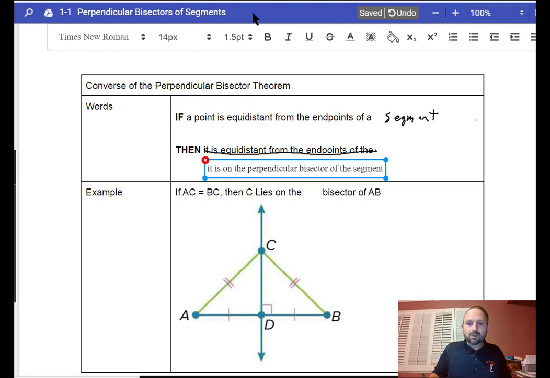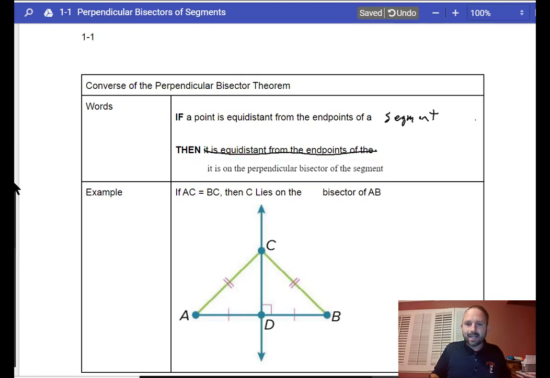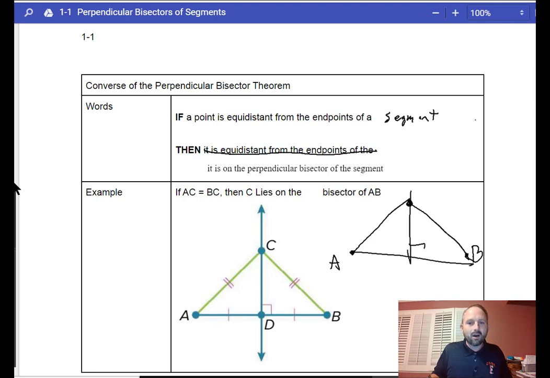So, for example, if we had a line right here, and it is equidistant from 2 points right here, let's call them A and B, then it is on the perpendicular bisector. It's pretty much saying, hey, if these are equal, then this is the perpendicular bisector. Previously it was like, hey, if this is on the perpendicular bisector, then the points are equal. All right, let's continue.